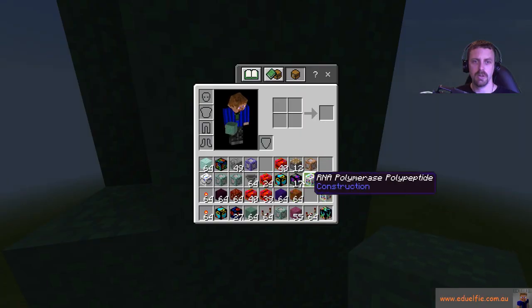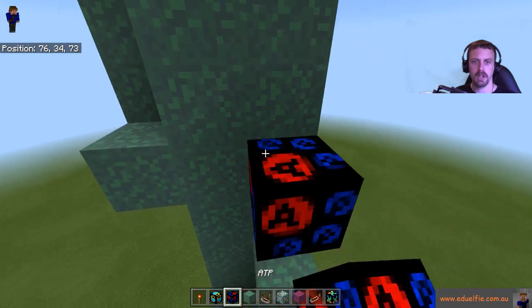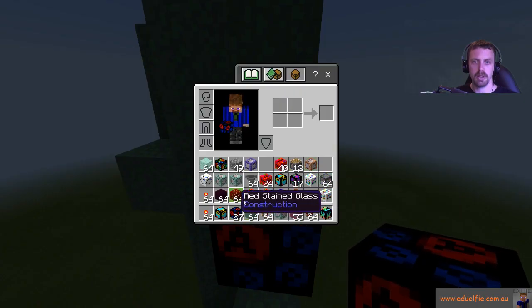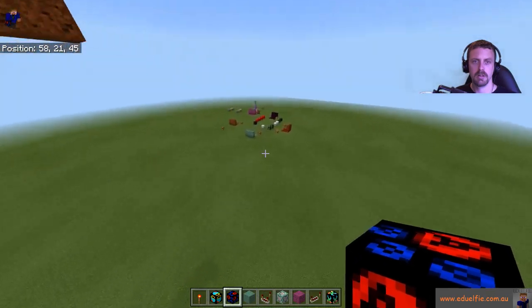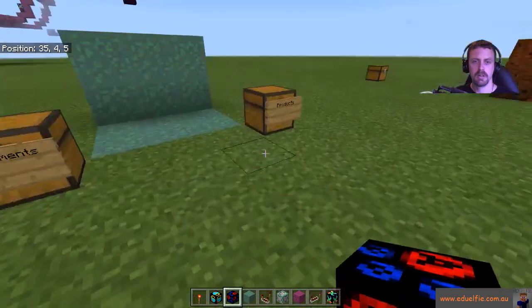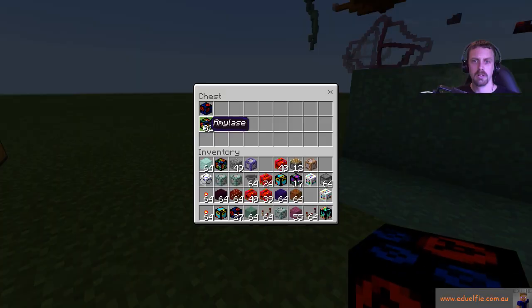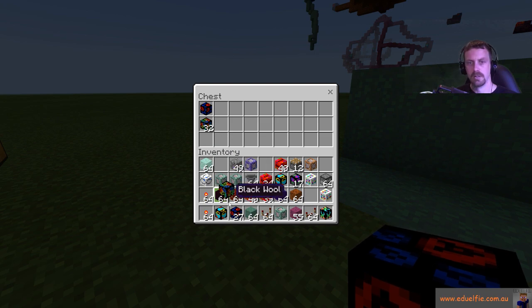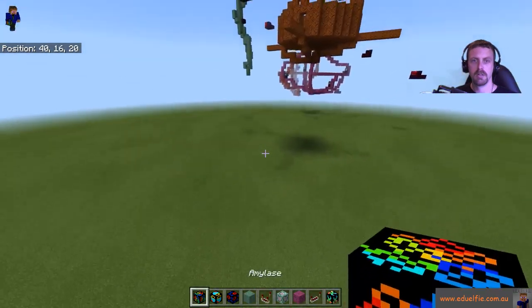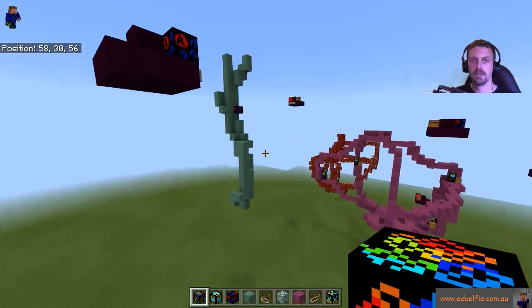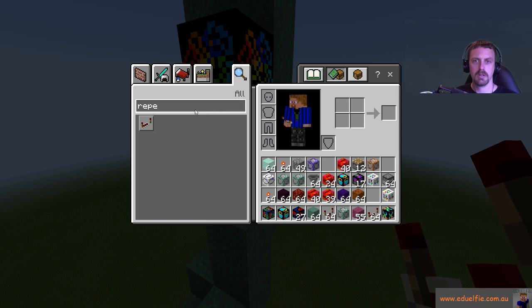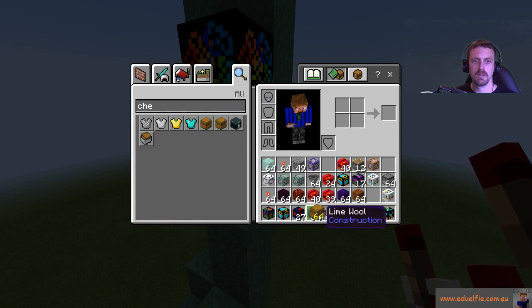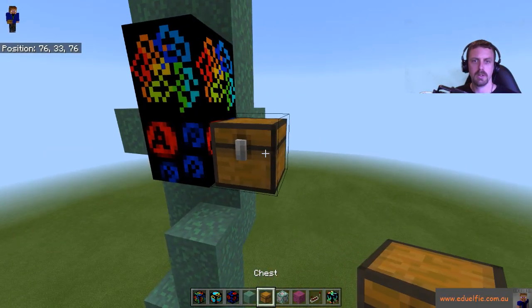That's a fairly good location for ATP. Where's amylase? I don't have any amylase. Yes, I do right there. And then my chest, which it doesn't have any more, goes there.